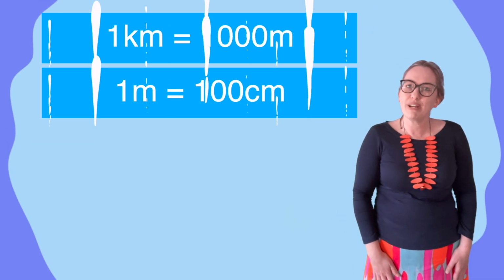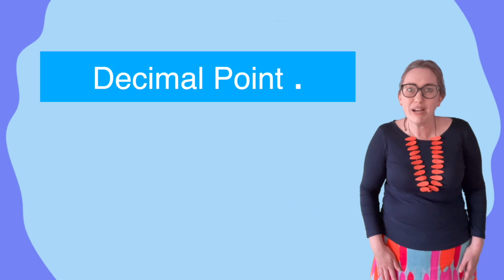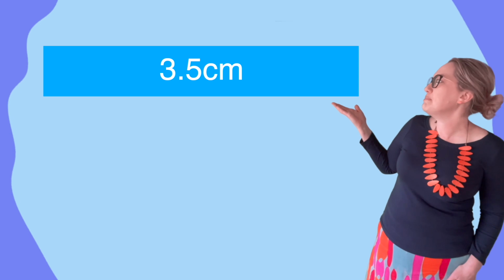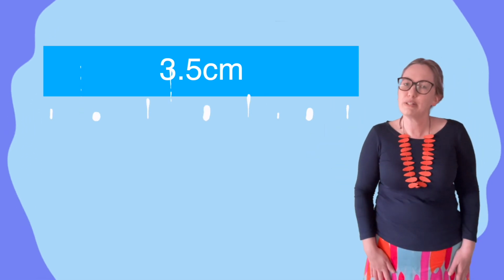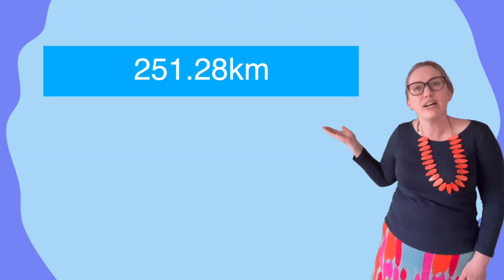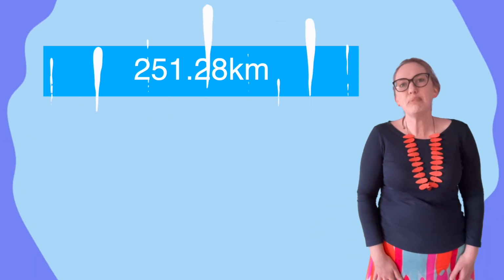The next part we need to know about is the decimal point. A decimal point holds the place between whole numbers and part numbers. Here are some examples. 3.5 centimetres means 3 whole centimetres and 0.5 is part of a centimetre. 251.28 kilometres means 251 whole kilometres and 0.28 is part of a kilometre.